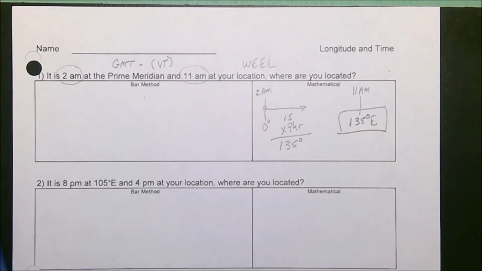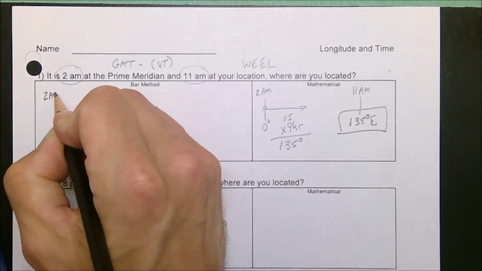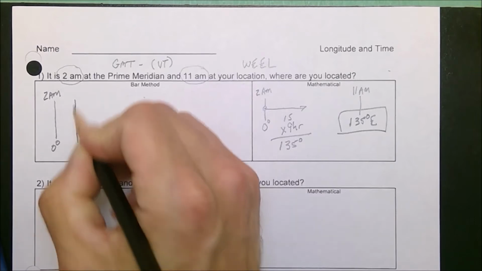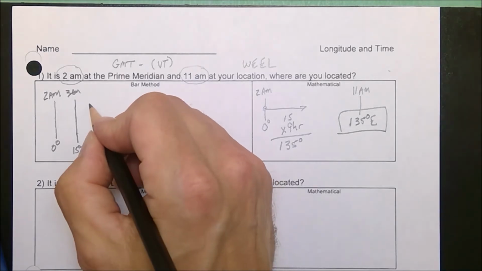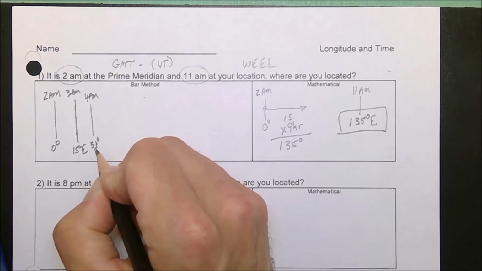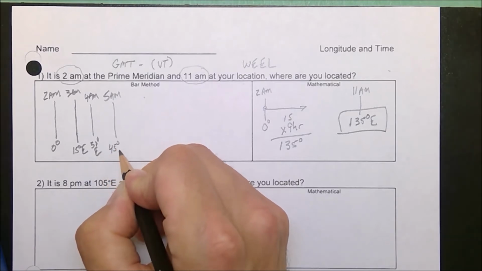Now, if I go to the bar method, this is actually constructing a meridian of longitude for every hour time difference. So it's 2 a.m. at the prime meridian, which is 0 degrees. I'm headed towards 11 a.m., which means I have to go east. So 1 hour would be 3 a.m., which would be 15 degrees east. 4 a.m. would be 30 degrees east. 5 a.m. would be 45 degrees east.